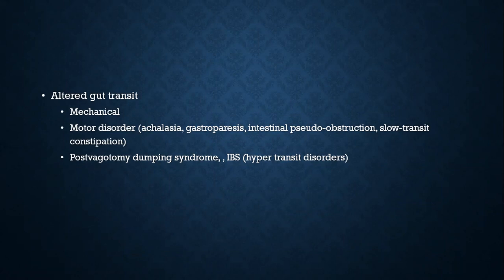A similar motor disorder of the stomach is called gastroparesis. Reduced motor action of the intestine is called intestinal pseudo-obstruction or ileus. Similarly, we have one type of primary constipation, called slow transit constipation, where there is reduced motility of the colon. Other examples of this category will be post-vagotomy dumping syndrome, and the hypertransit syndrome will be irritable bowel syndrome. So these two disorders can cause diarrhea.